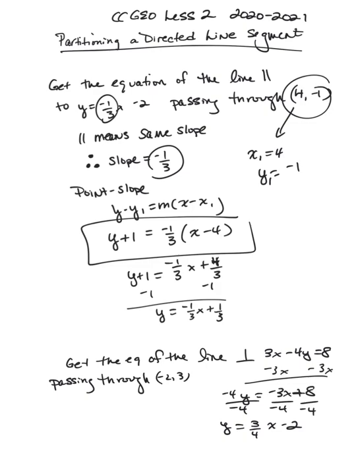So since it's perpendicular, I have to take my slope, I have to flip it, and I have to change the sign. That's what it means to be an opposite signed reciprocal. So my perpendicular slope is negative 4/3.